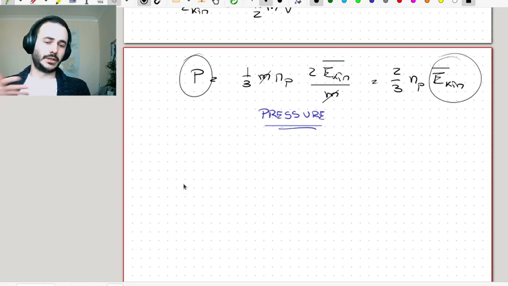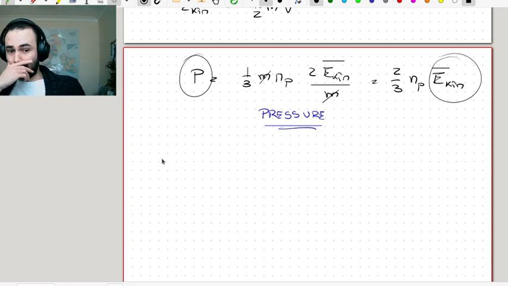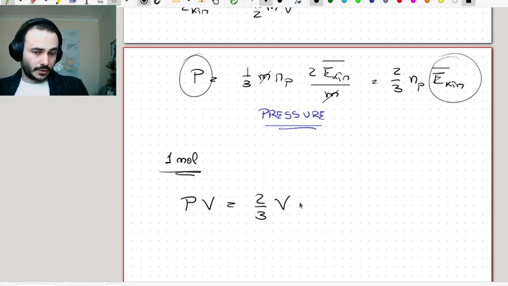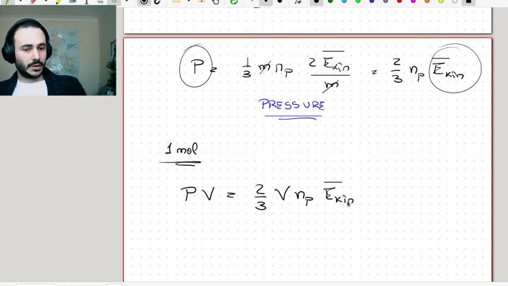And the way to do that is to, well, first, let's assume that you have 1 mole of substance in your system. So let's just take the product of pressure and the volume occupied by your gas, which is 1 mole of gas. So what you have there is 2/3 of the volume, which I don't know what it is, times Np E kinetic. Okay, that's just copying from the expression we got before, bringing the volume in.